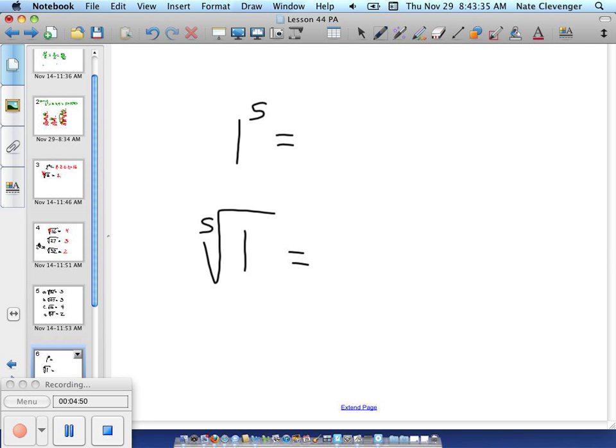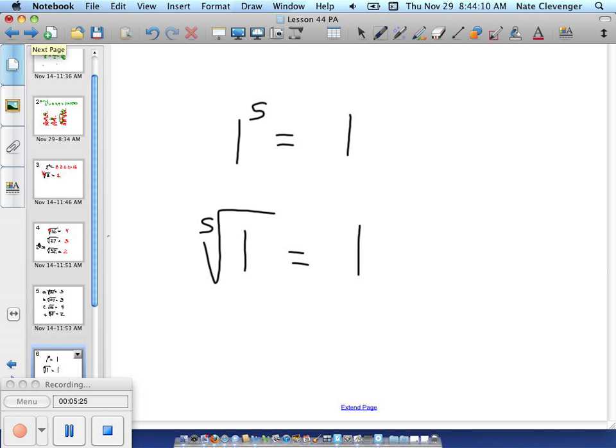Okay, when we have 1 to some exponent, anytime you have 1 to some exponent, it's going to be 1 times 1 times 1 times 1 times 1 times 1. 1 times 1 is always going to be 1, so it doesn't matter what the exponent is. So then what's the square root, or cube root, or fourth root of 1 going to be? 1. Because it doesn't matter how many times you take the root of it, 1 times itself that many times gives you 1.